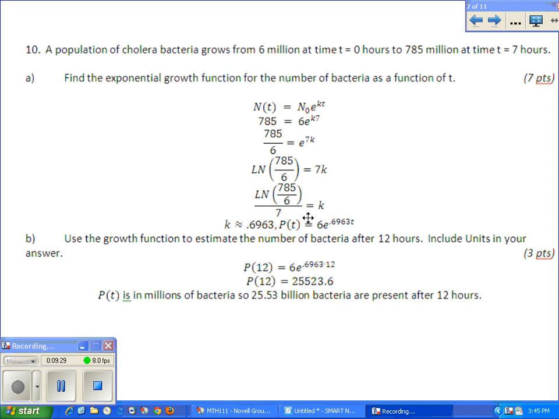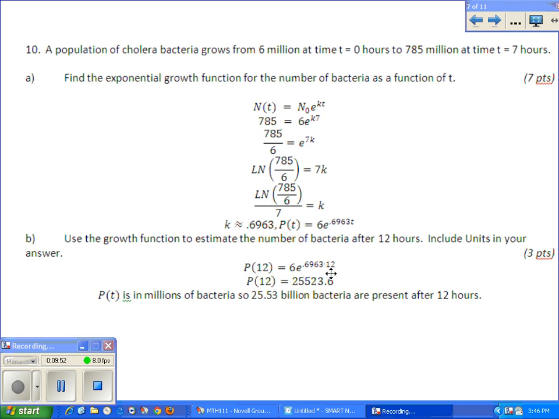Divide the result by 7 and run it through my calculator, which gives me a growth rate for k of 0.6963, and then my population model is 6 times e to the 0.6963 times t. Then I can use that to answer the second half of the question, estimate the number of bacteria after 12 hours.